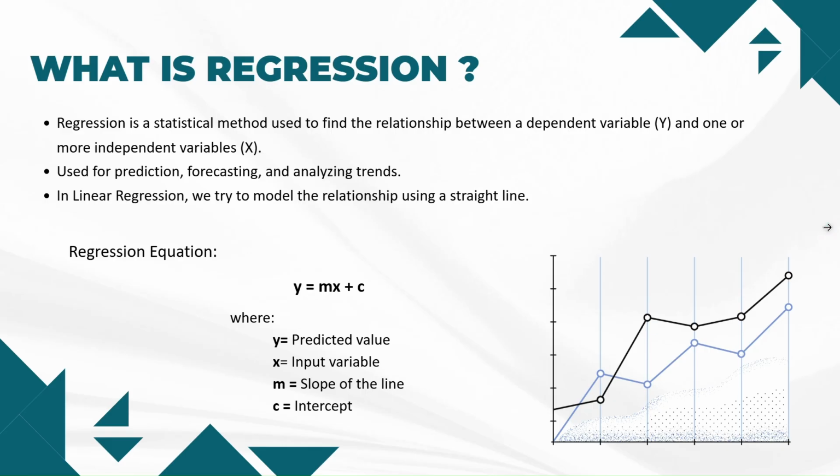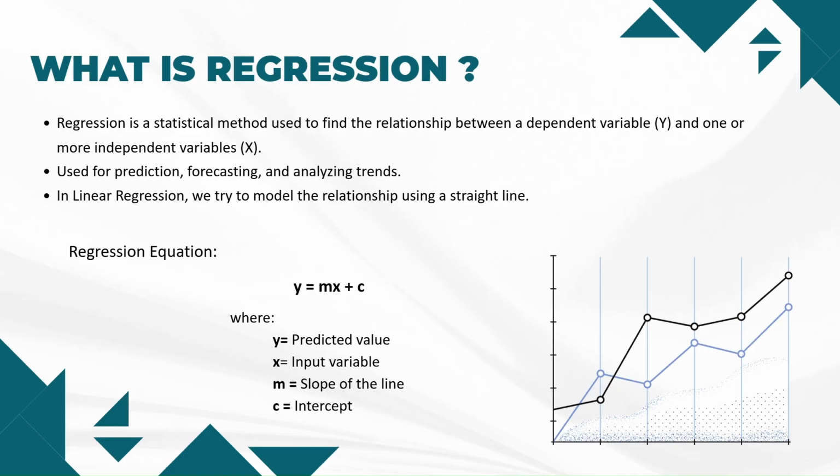To begin with, let us understand the concept of regression. Regression is a statistical method used to analyze and model the relationship between two variables, a dependent variable y, which we want to predict, and an independent variable x, which is used to make the prediction. In linear regression, we assume that this relationship can be represented through a straight line. So, regression is used for prediction, forecasting, and for analyzing trends.